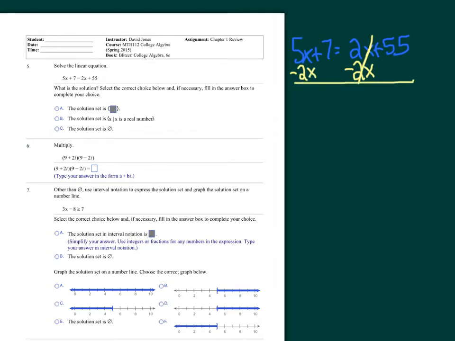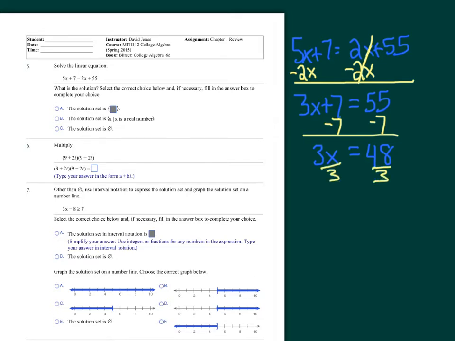So we get 3x plus 7 on the left equals 55. And we want to continue getting that x term by itself, so we'll subtract 7. Bring down the equal side. We've got 3x equals 55 minus 7, which is 48. Divide both sides by 3, and we get x equals 16. Okay, so the solution set would go in A. The solution set is 16.